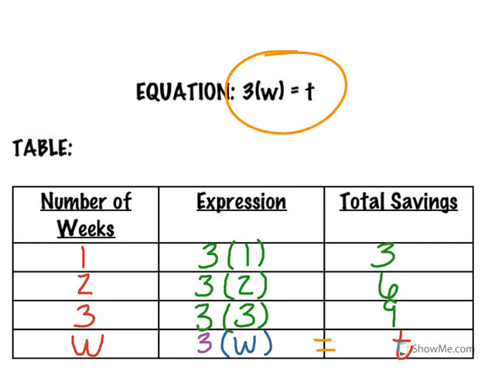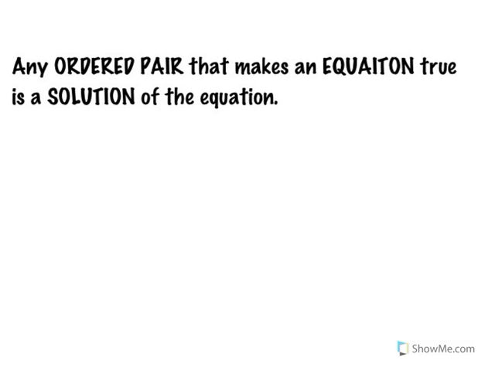So looking back at our title, we're going over equations, tables, and graphs. We've already gone over tables. We've already gone over equations. Now let's move on to graphs. Okay, getting into graphing, we've already talked about our coordinate planes. We went over ordered pairs in that lesson. Any ordered pair that makes an equation true is a solution to that equation.